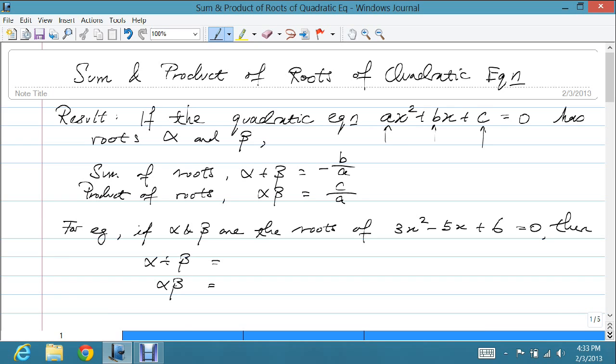So for example, if alpha and beta are the roots of 3x squared minus 5x plus 6 equals 0, then alpha plus beta is equal to negative b over a, which is negative negative 5 over 3. So this gives me 5 over 3. And alpha times beta is equal to 6 over 3, which gives me 2. So in this way, we have a relationship between the roots of the quadratic equation and the coefficients of the quadratic equation.